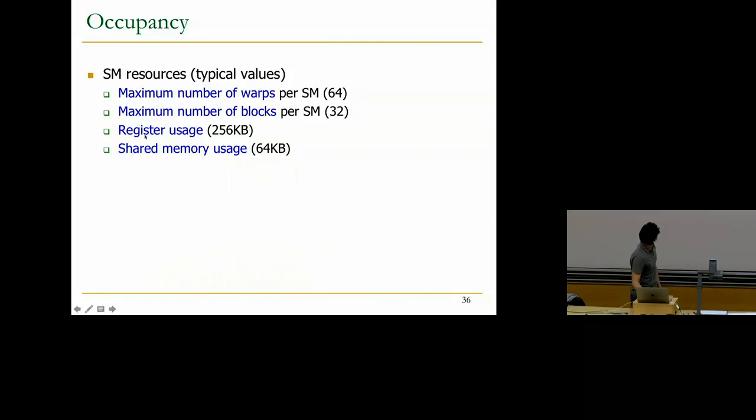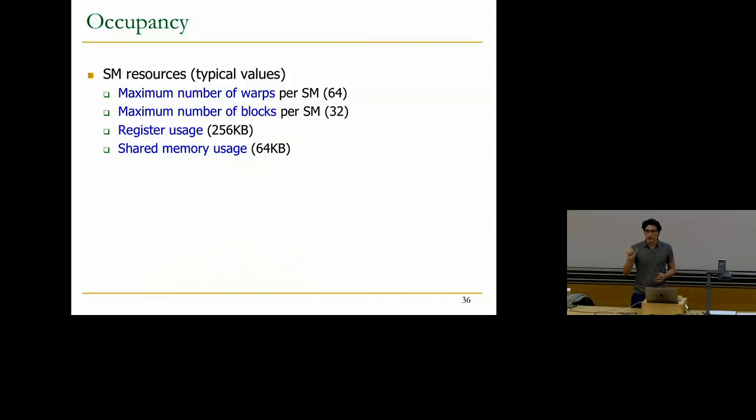And then we have a certain number of registers. Recall this partitioned register file that is 256 kilobytes, and a certain amount of shared memory that in current architectures is 64 kilobytes. So as you can see, it's a very simple calculation. If we want to launch thread blocks on my GPU that need 32 kilobytes of shared memory, what's the maximum number of thread blocks that we can have in each SM? It will be 2, right?